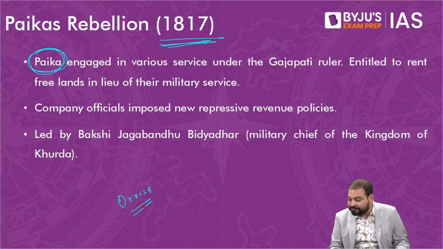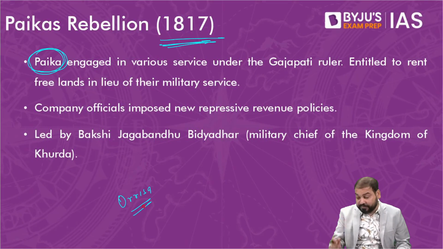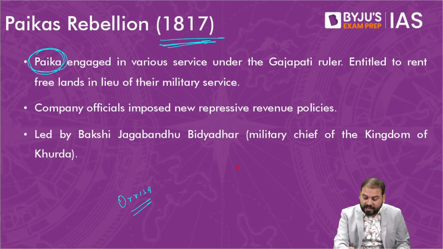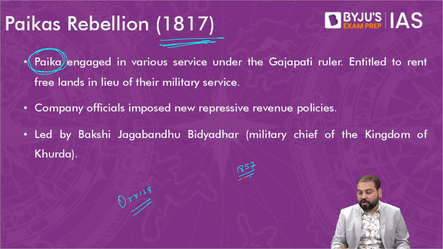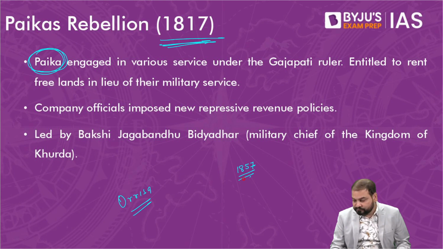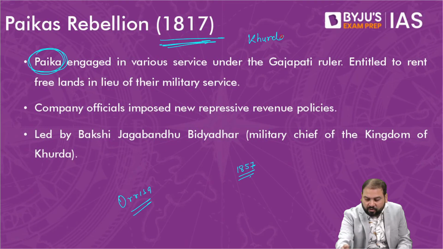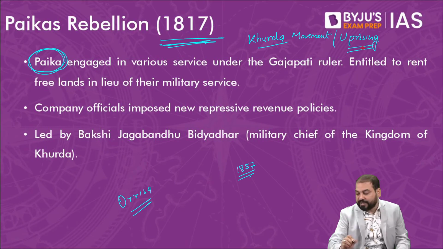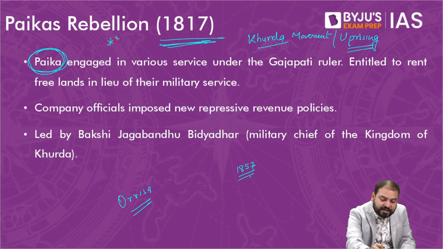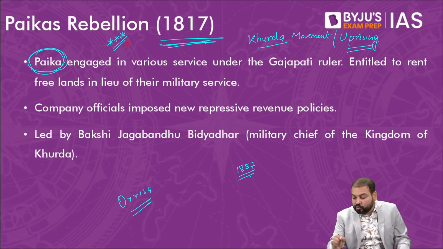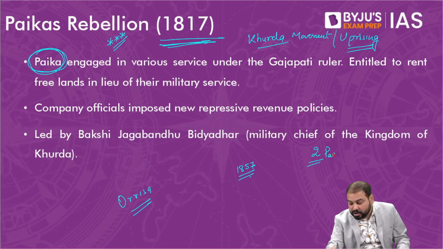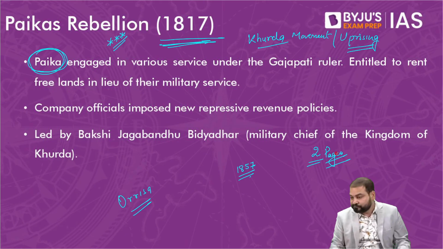Now, how many of you yesterday read the chapter of 1857? Anyone who read the 1857 chapter yesterday? Those who did, what was the last 2 pages of the 1857 revolt in that book? That was basically everything on the Khurda movement, or rather the better word, Khurda uprising. Please understand, Paika rebellion, I will put 3-star marks. The only reason your NCERT has given 2 complete pages on this.